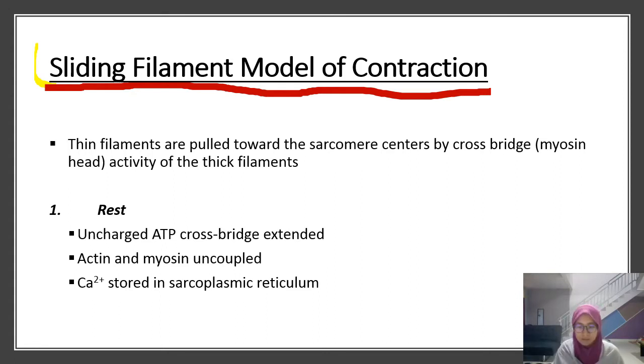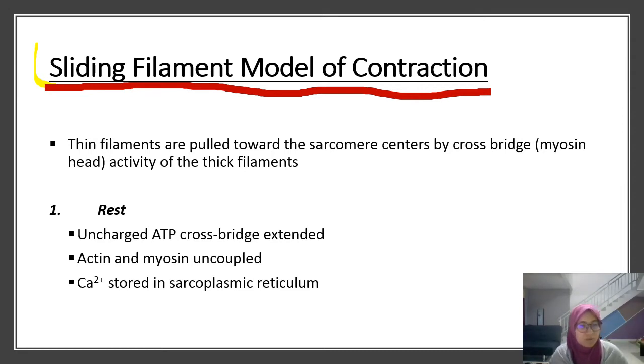For example, here, this is a sarcomere example, right? So the thin filaments pull towards the center. Remember, at the center of the sarcomere here, we have the red line. So when it pulls towards the center of the sarcomere, hence the muscle shortens. This is the sliding filament model of contraction.